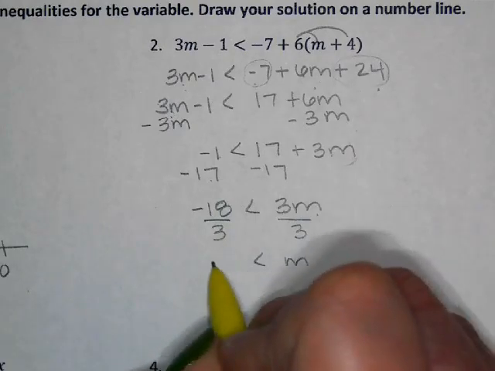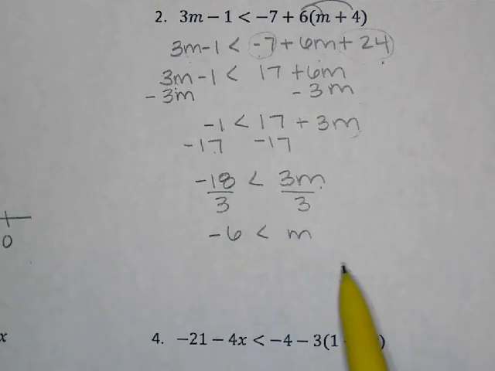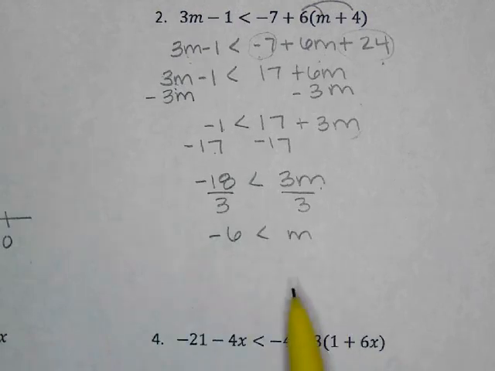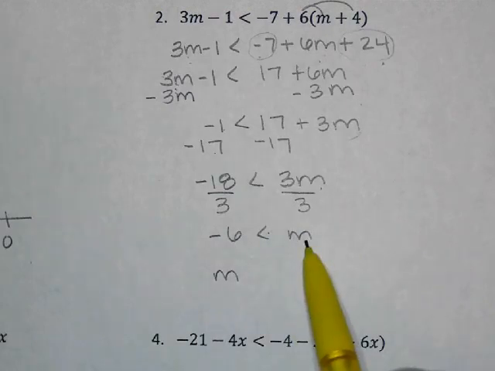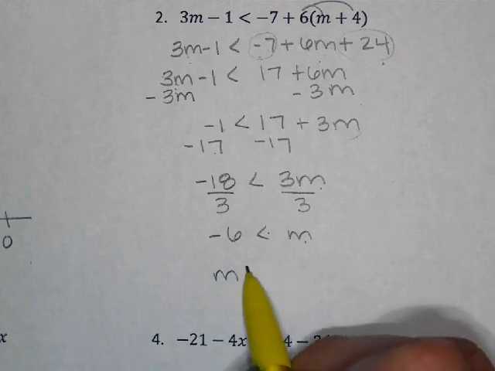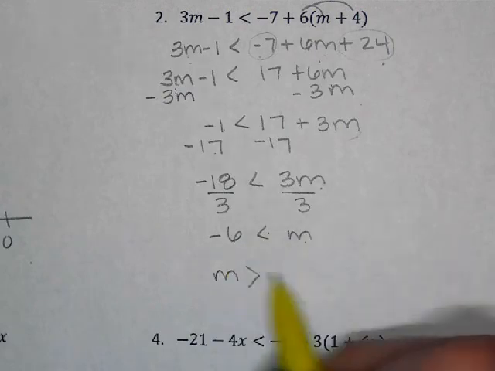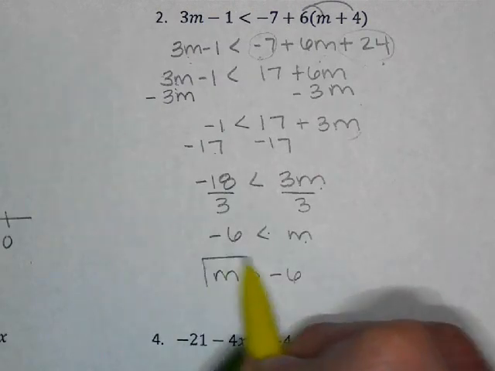So m is greater than negative 6. Now, we're not used to the variable being on the right side like that. Every single thing we've talked about so far has the variable on the other side, which means that this is going to confuse us if we try to draw the answer from here. We might draw it wrong. So I'm going to have to rewrite my answer. I'm going to say the m, and then the big part goes towards the m. The little part goes to the negative 6. Then this is the answer that I'm going to say is right, and this is the answer I'm going to draw.